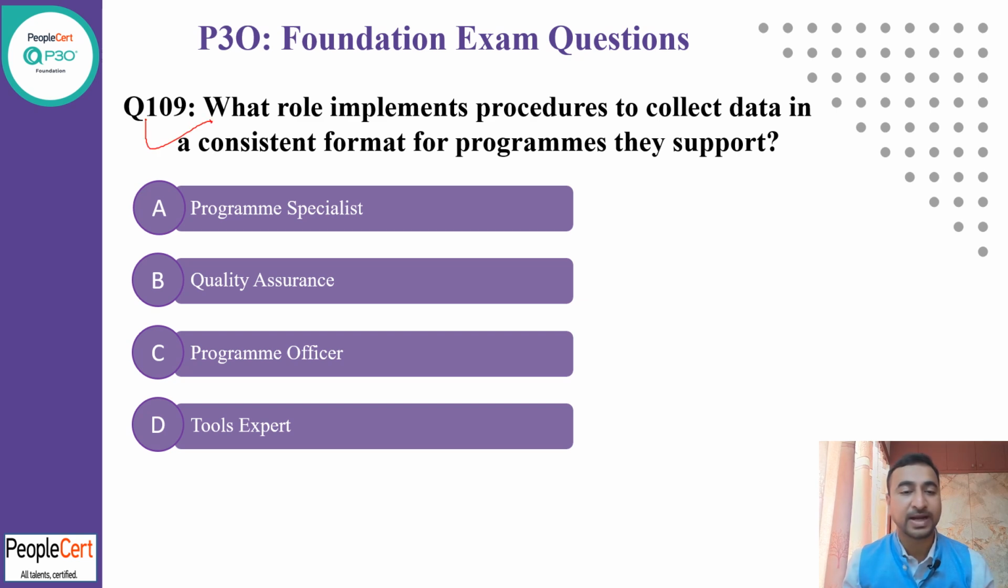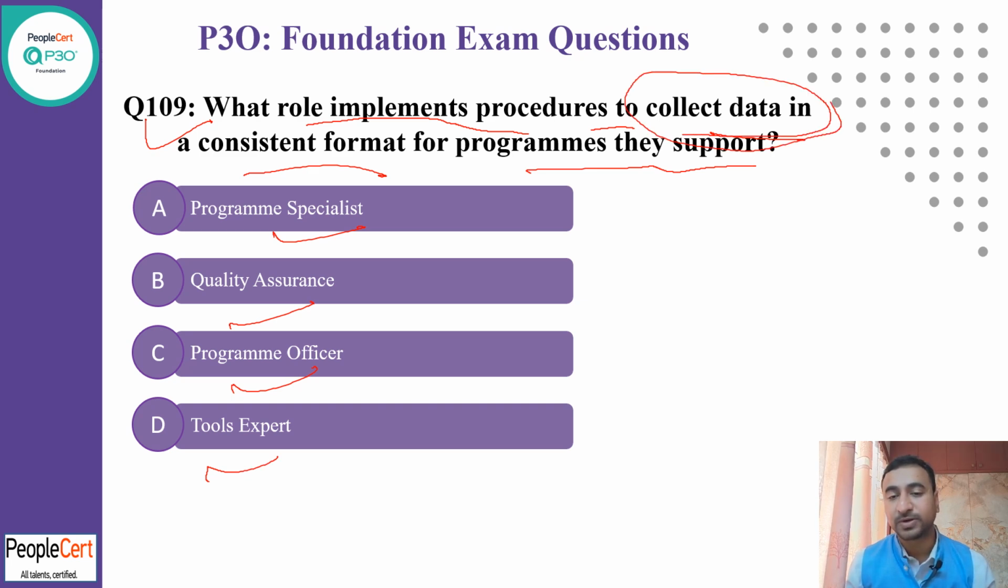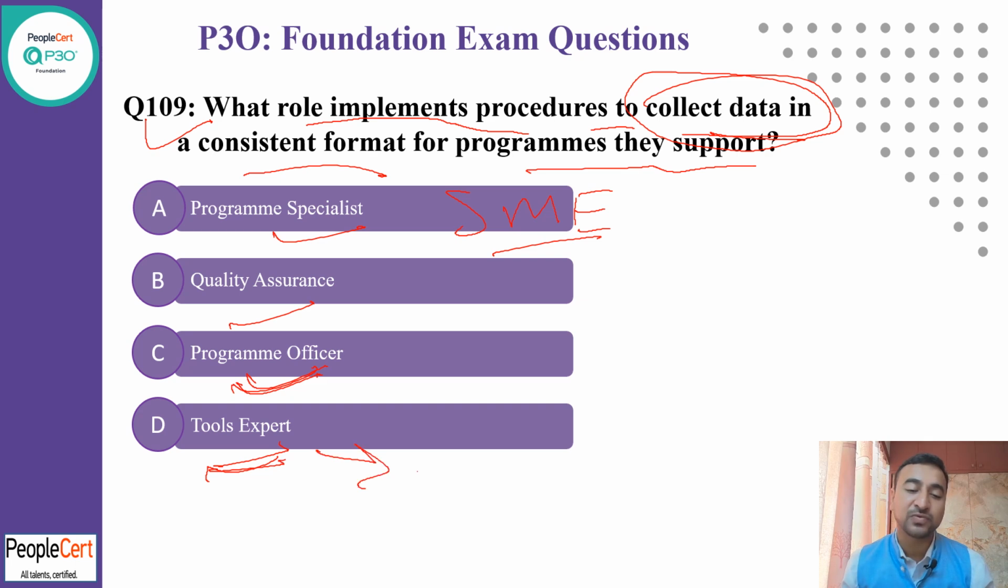Question number 109 says which role implements procedures to collect data in a consistent format for the programs they support? Program specialist, quality assurance, program officer, or tools expert. Here it is the data collection role. The data collection role is the responsibility of the program officer. Program specialists are the subject matter experts who provide training and all that stuff. The quality assurance role is again about quality, but it's not related to data collection. Tools experts are limited to that particular tools-related stuff, not data collection. So C seems to be the most correct answer.